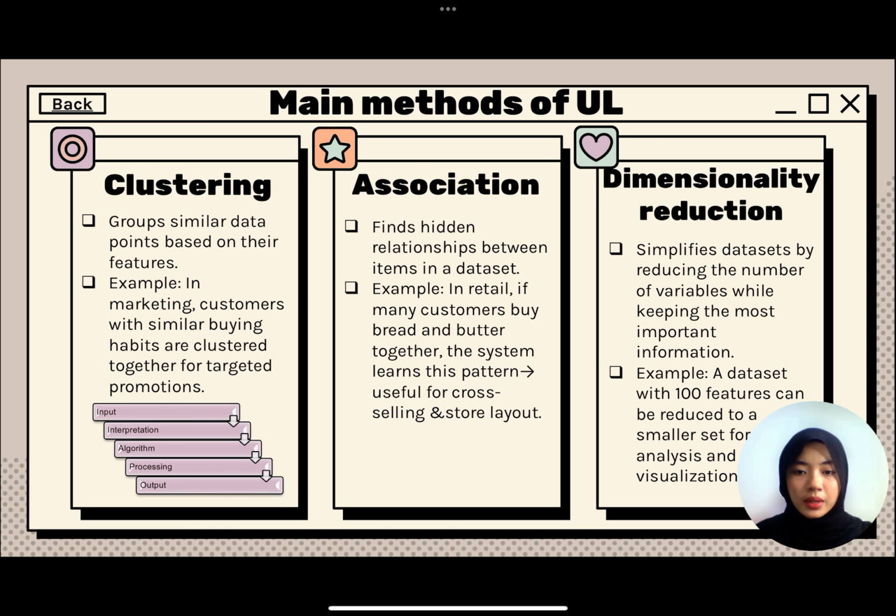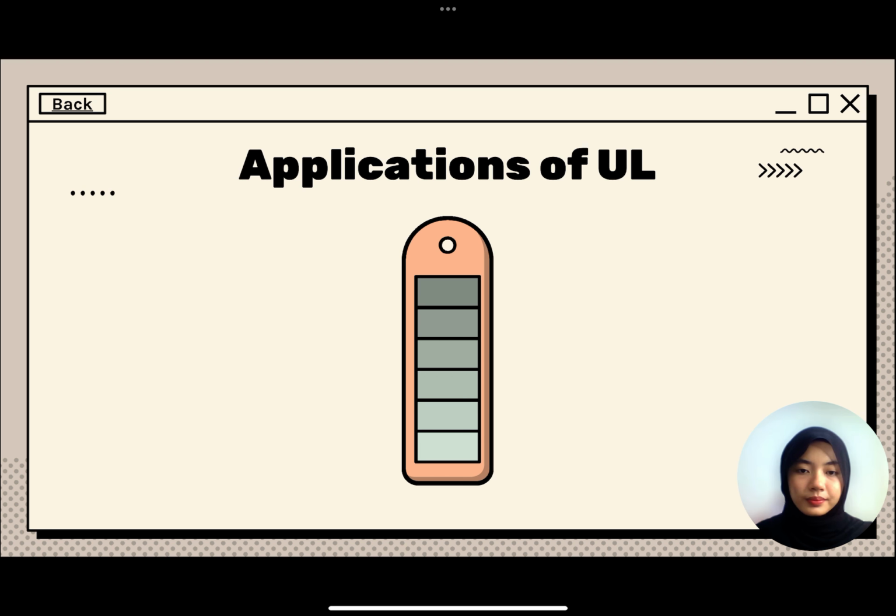The third method is dimensionality reduction. This method is about simplifying data. If we have data sets with too many variables, the system will reduce the data to a smaller set but still keeps the important information. For instance, dimensionality reduction is like turning 100 details about a person into just 10 key ones but still keeping the important info.